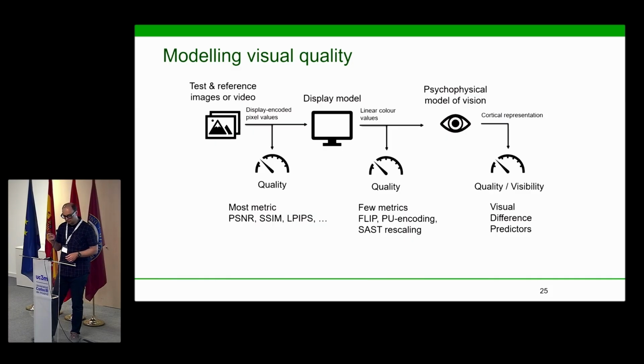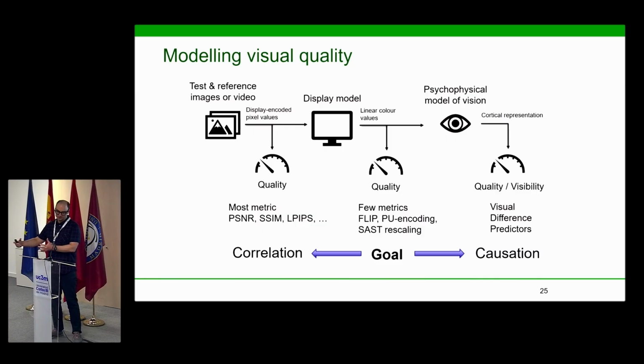And my argument for actually modeling both display and psychophysics is that when you try to train a model on a data set, your deep learning framework is very likely to pick up correlations, but not necessarily causation. If you have a model grounded in psychophysics and physics, you have a much better chance of capturing causation.